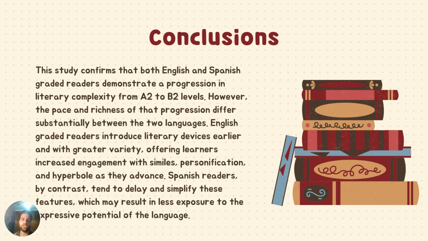Finally, ending with the conclusions, this study confirms that both English and Spanish graded readers demonstrate a progression in literary complexity from A2 to B2 levels. However, the pace and richness of that progression differs substantially between the two languages. English graded readers introduce literary devices earlier and with greater variety, offering learners increased engagement with similes, personification, and hyperbole as they advance. Spanish readers, by contrast, tend to delay and simplify these features, which may result in less exposure to the expressive potential of the language.